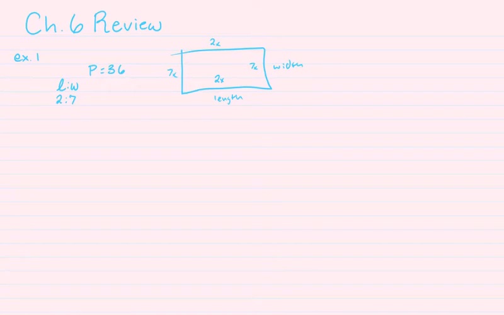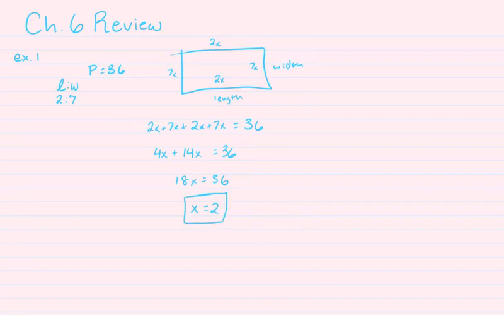And so from that, I can actually add up all the sides. 2x plus 7x plus 2x plus 7x, and the perimeter is supposed to equal 36. So that's 18x, which is equal to 36 again. And 18x equals 36, so then I can actually solve, and x equals 2.